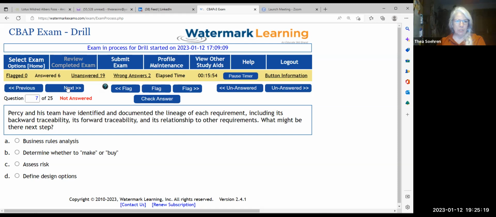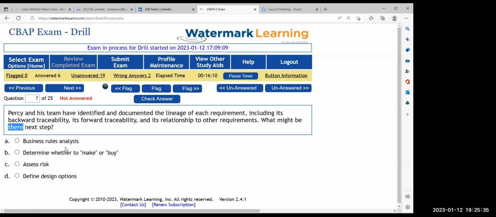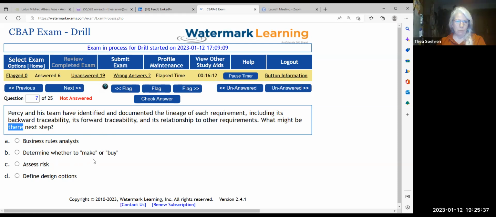Okay, number 7. Percy and his team have identified and documented the lineage of each requirement, including its backwards traceability, its forwards traceability, and its relationship to other requirements. What might be their next step? A, business rules analysis; B, determine whether to make or buy; C, assess risk; or D, define design options. According to the BABOK, after they figure out traceability, what's the next logical step? D.